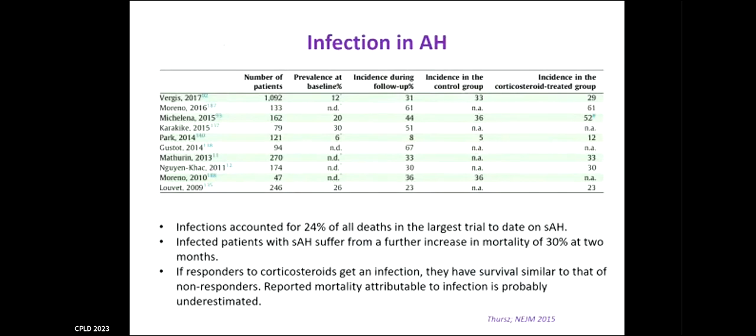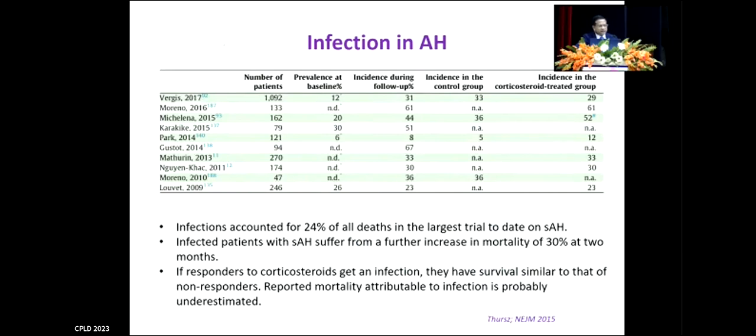So these are various studies in the table which show the prevalence of infection in alcoholic hepatitis ranging from 12 to 30%. And this last study by Lovat et al. showed a baseline prevalence of 26%. Now, this study by Thursz et al., which was published in NEJM in 2015, wasn't really looking at infection. It was a study of corticosteroids versus pentoxifylline, but it also looked at infections in patients with alcoholic hepatitis.